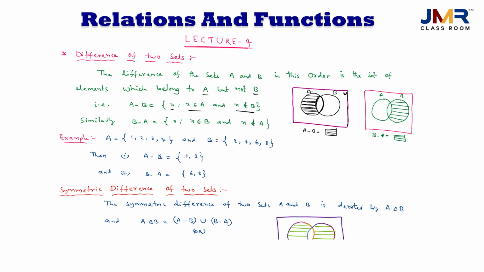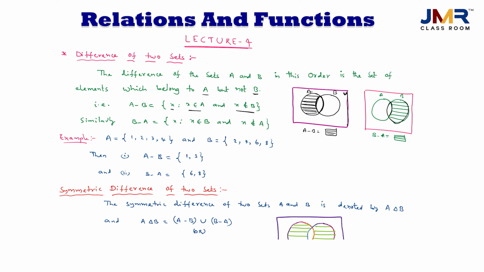Similarly, B minus A, those elements which are present in B, not in A. So this is the set B. Here we have to subtract the intersection part. B minus A equals the shaded part as shown in the Venn diagram.